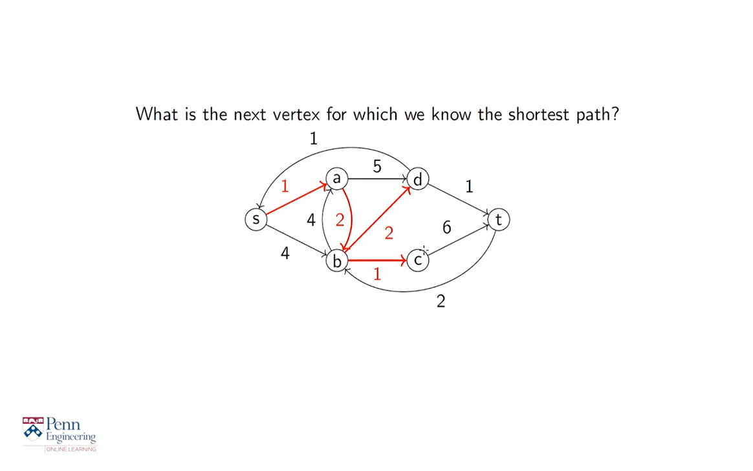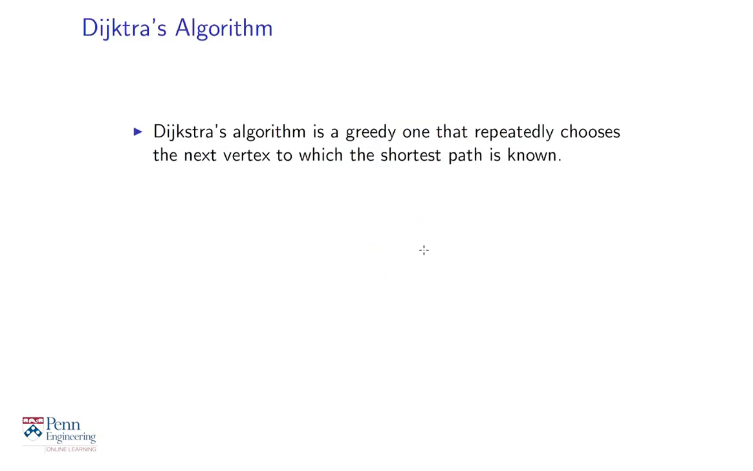Now we realize that D is the thing we can bring in next, and finally we bring in T of weight 1. So now we've found shortest paths from S to every other vertex in the graph, and the entire structure of shortest paths is represented by the tree of red edges shown here. The shortest path structure is also a tree of all the shortest paths leading out of S. This is called Dijkstra's algorithm, after the inventor, Edgar Dijkstra. And this is a greedy algorithm that repeatedly chooses the next vertex to which the shortest path is known.